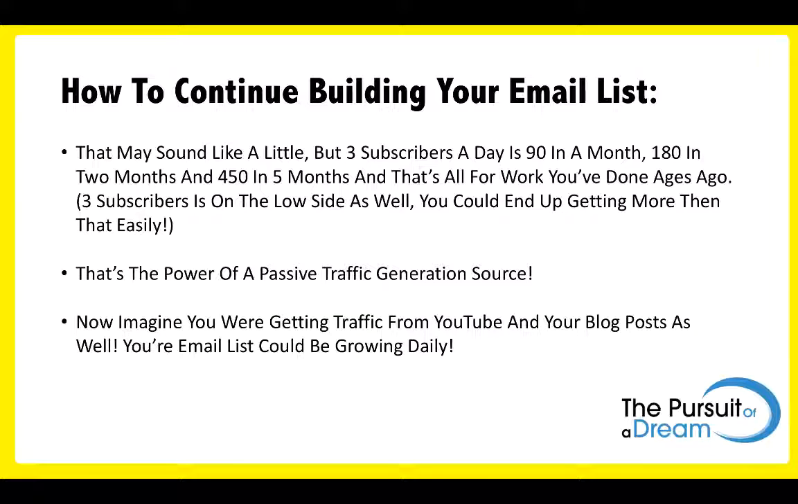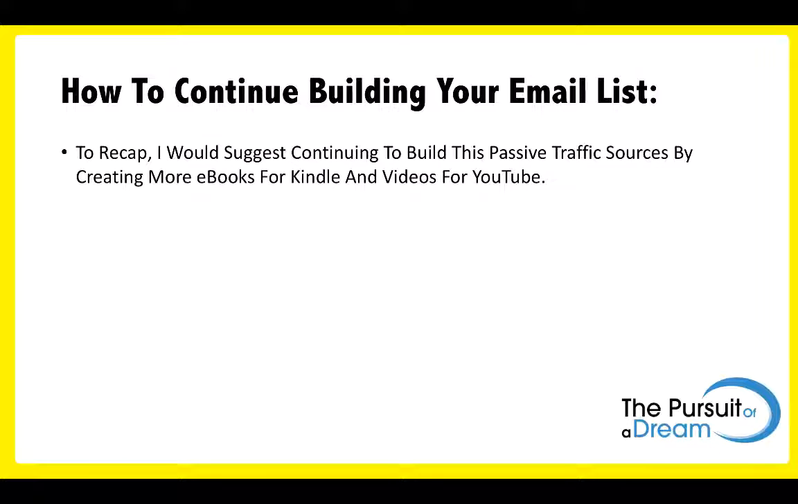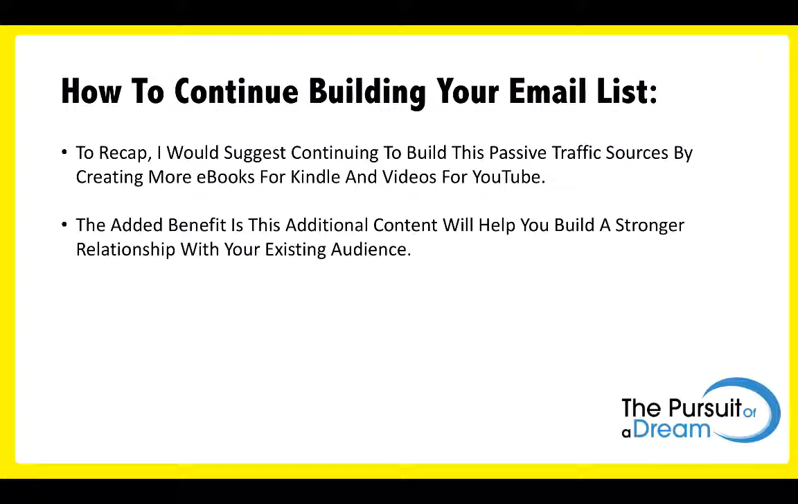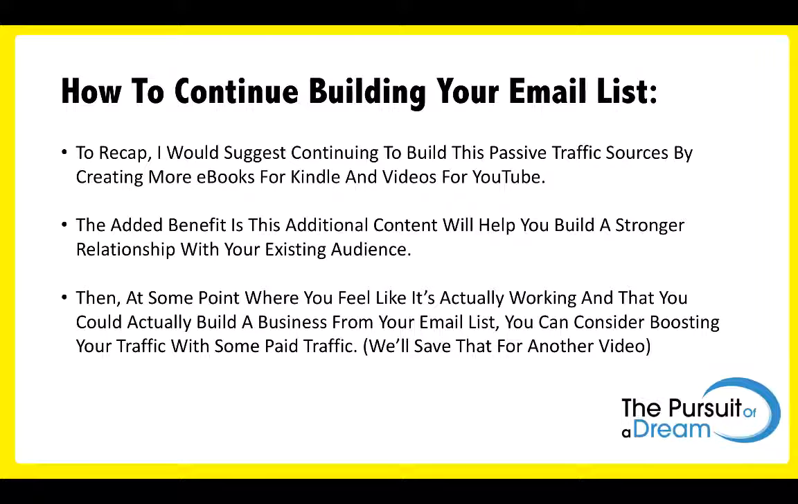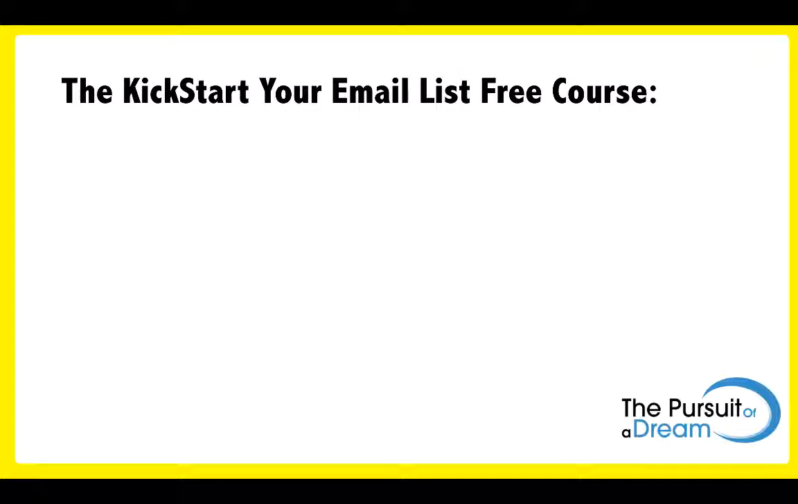Now, imagine you were getting traffic from YouTube and your blog posts as well. Your email list could be growing daily without you spending any more money or time. To recap, I would suggest continuing to build these passive traffic sources by creating more ebooks for Kindle and more videos for YouTube. The added benefit is that this additional content will help you build a stronger relationship with your existing audience because you'll be providing more content for them to help them. Then at some point where you feel like it's actually working and that you could actually build a business from your email list, you can consider boosting your traffic with some paid traffic, but we'll save that for another video.